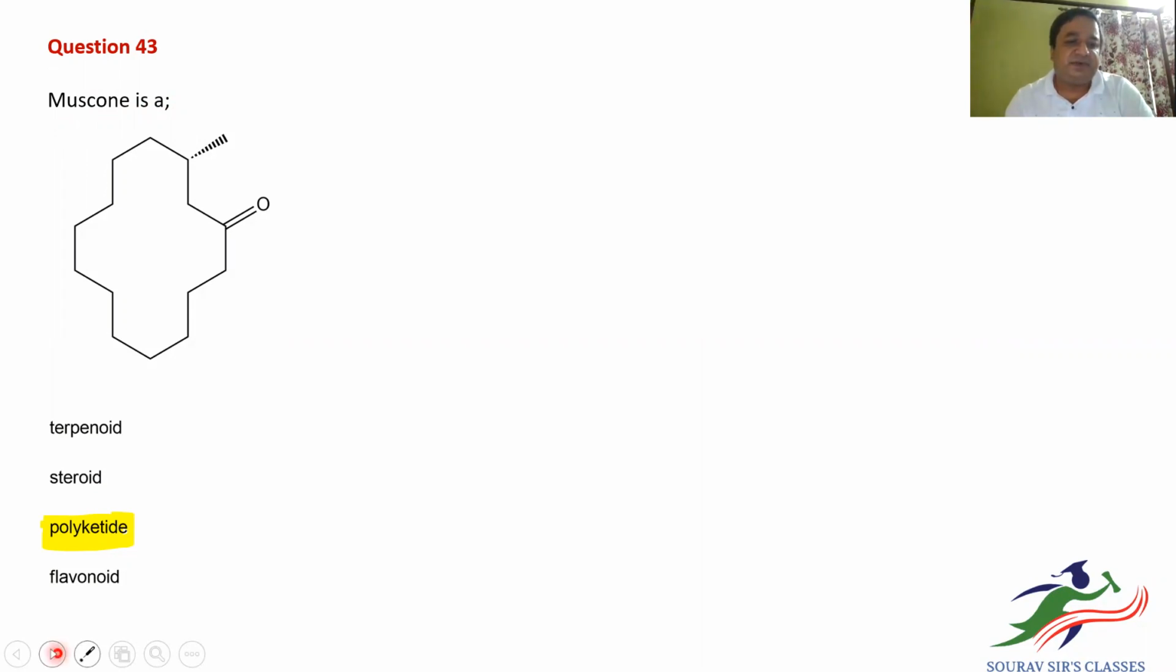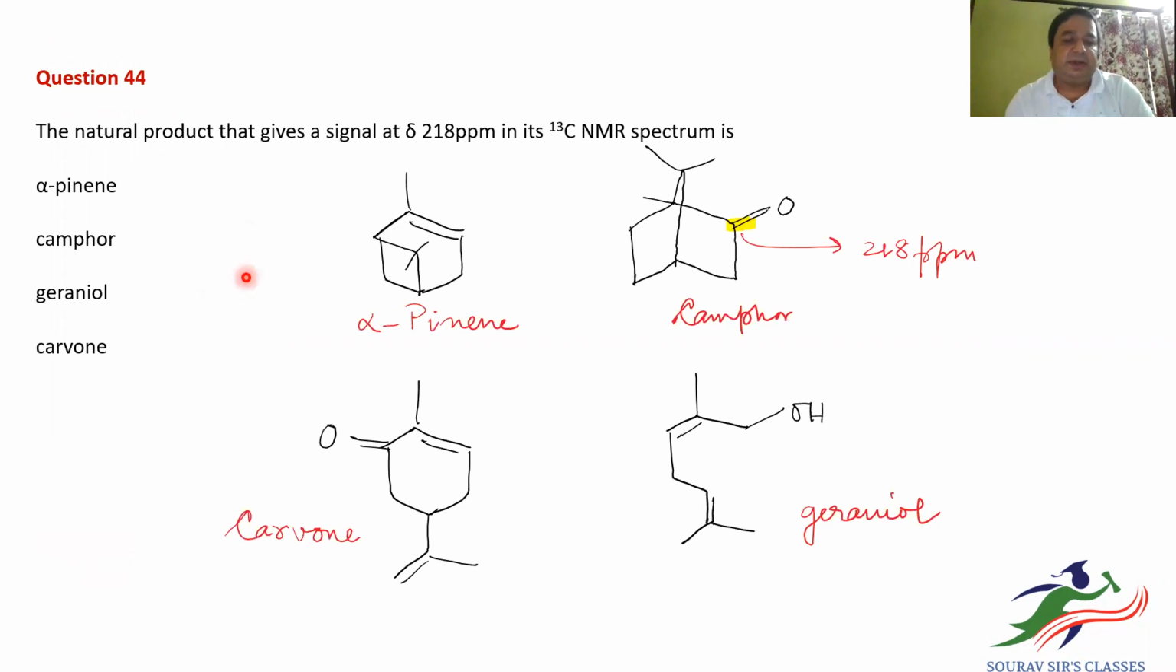The next question that we have: here we have a natural product that is given. It is giving a signal at 218 ppm in its 13C spectrum. Now all you need to do is draw the structures. With alpha pinene, we see that it has an unsaturated bond. Here the camphor has a C double bond O bond. The carbon will have an alpha beta unsaturated ketone and C double bond O, so this value will be lower than that of 218 ppm.